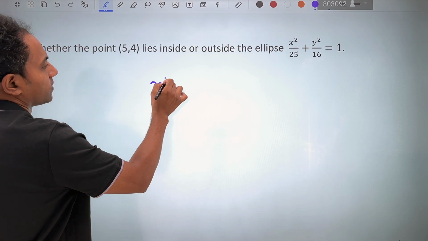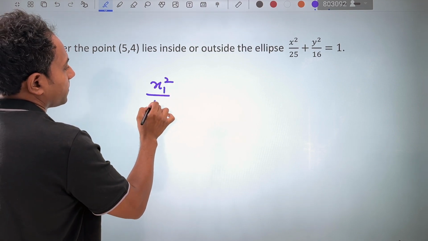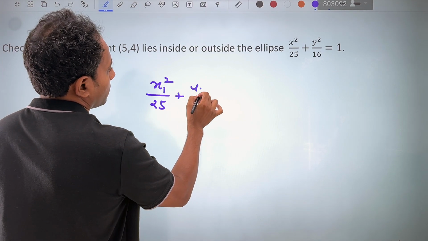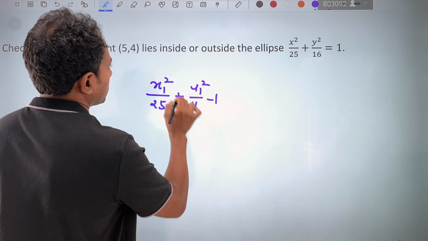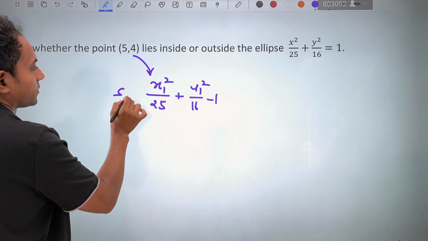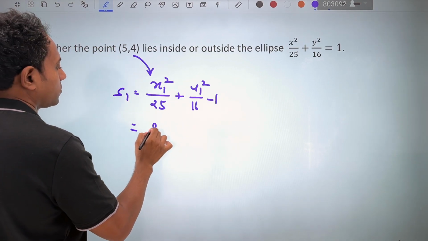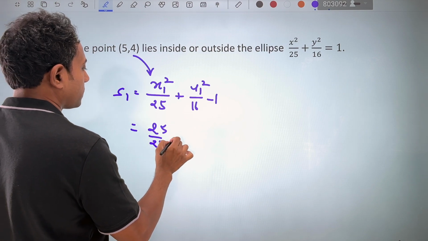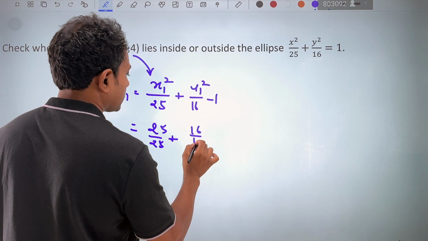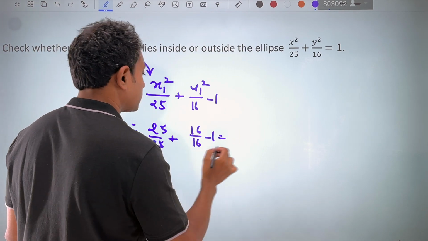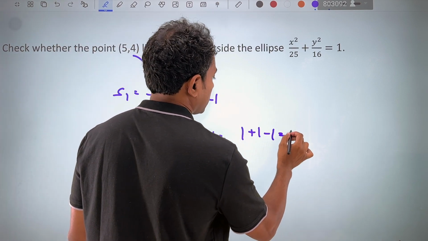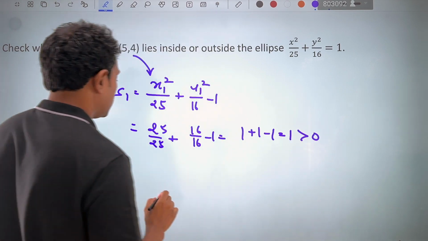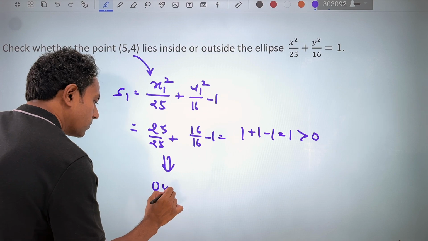So if this is given, my S1 will become x1 square by 25 plus y1 square by 16 minus 1. Substitute and check the value of S1. If I substitute, this is 25 by 25, this is 16 by 16. You can see that this will become 1 plus 1 minus 1. It comes out to be 1, greater than 0. Hence we can say that the point is out.